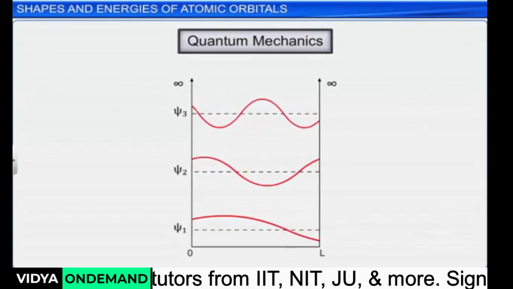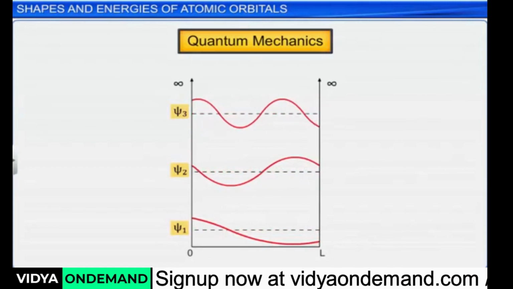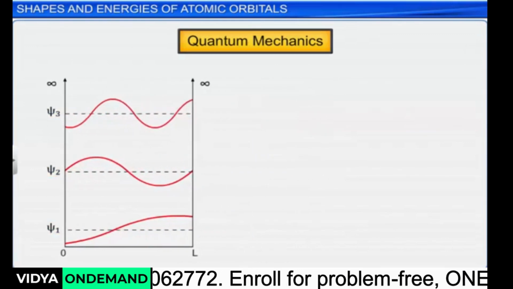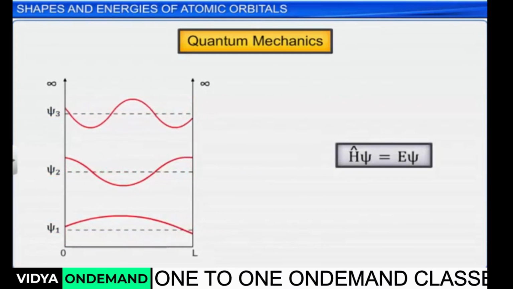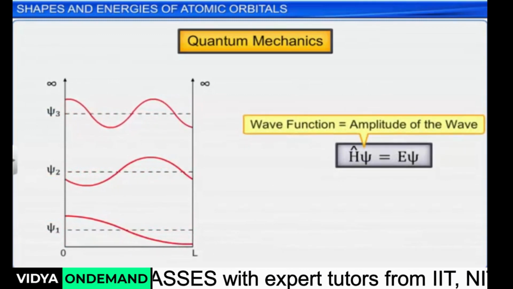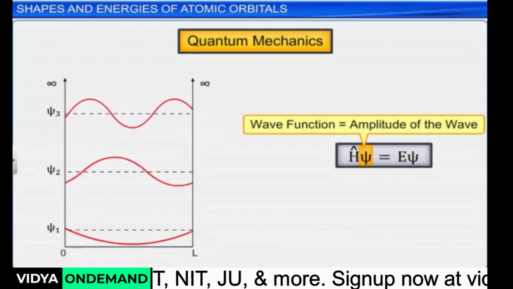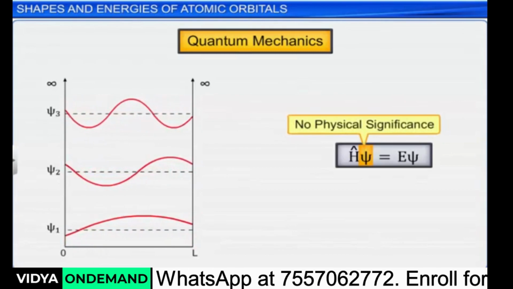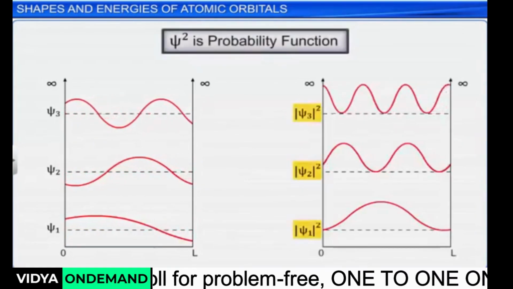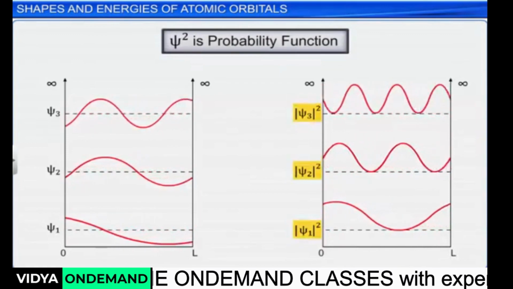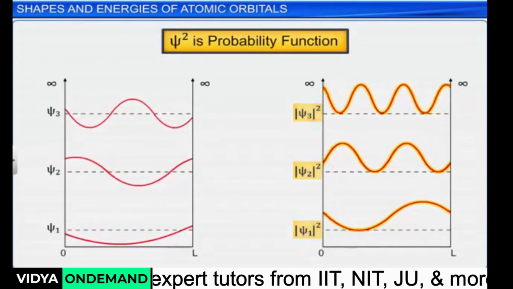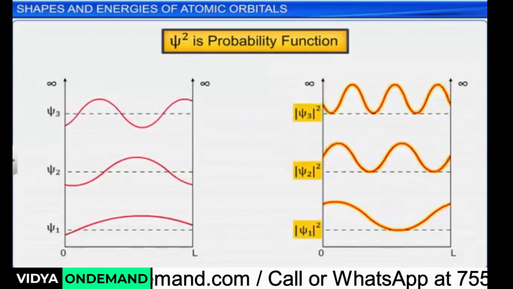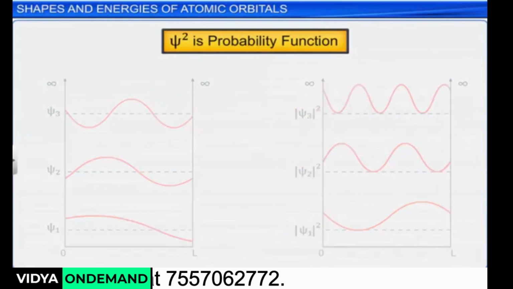We have already learned that in quantum mechanics, all the properties of a system are expressed in terms of a wave function. This is obtained by solving the Schrödinger equation. The wave function, psi, is a mathematical function that represents the amplitude of the wave. It does not carry any physical significance. Therefore, the square of the amplitude of the electron wave, that is, psi square, gives the probability of finding the electron at a point within an atom. This was predicted by German physicist Max Born.